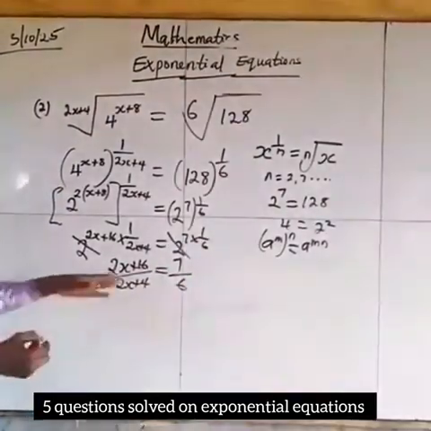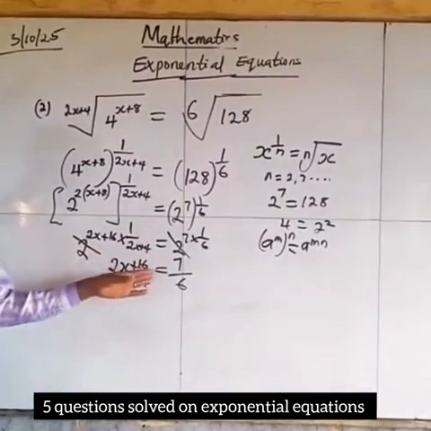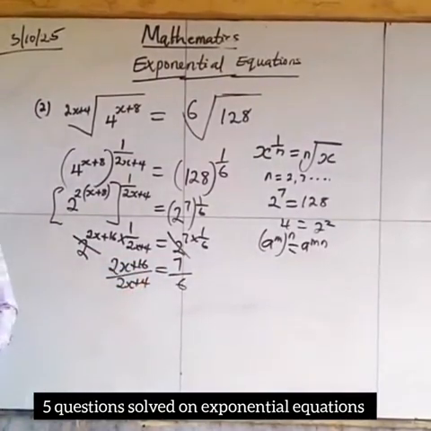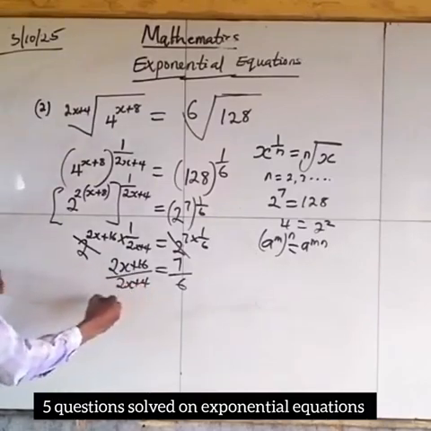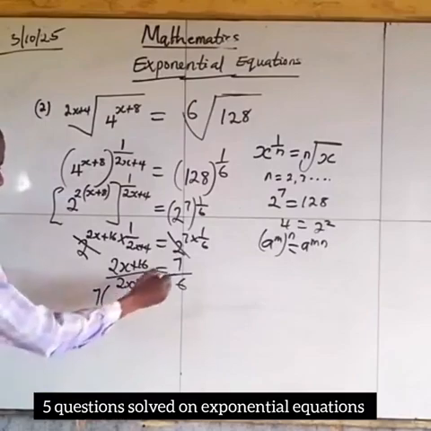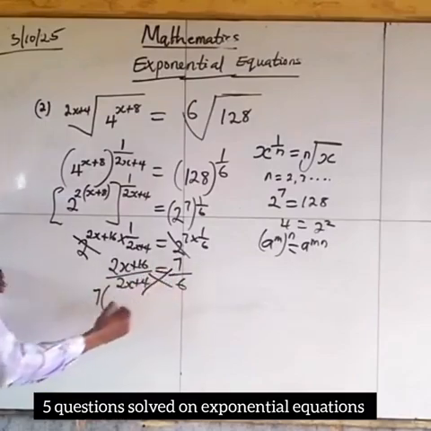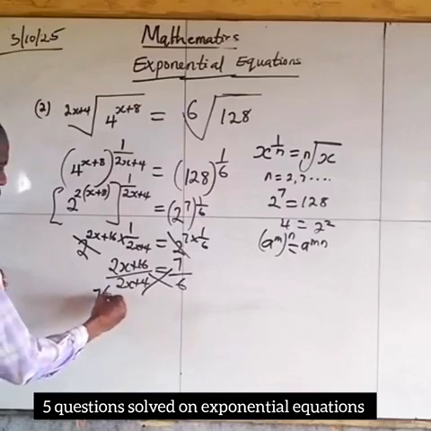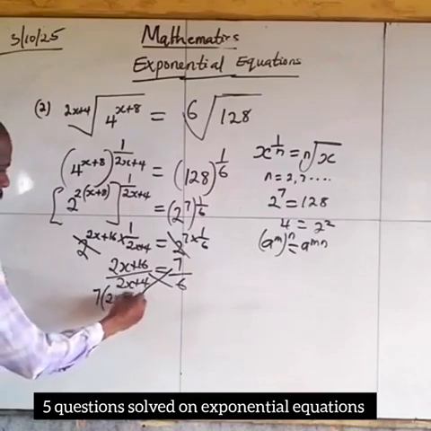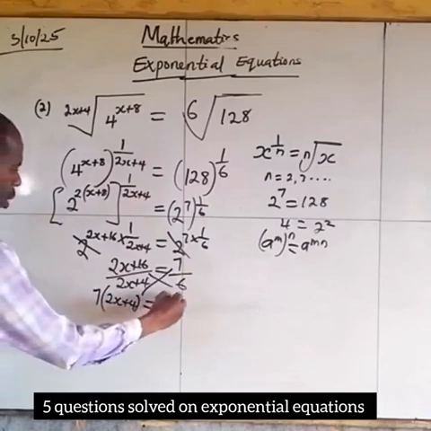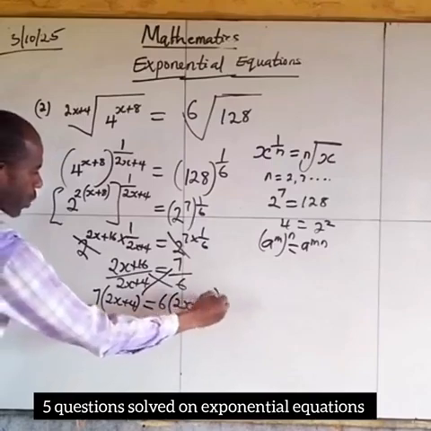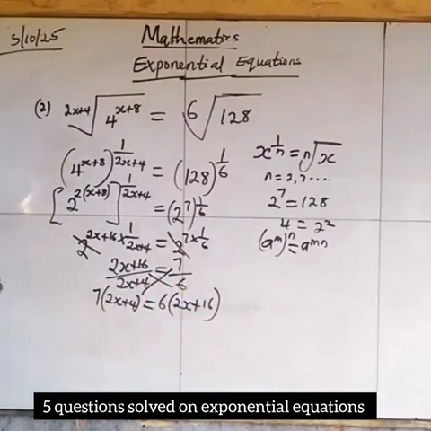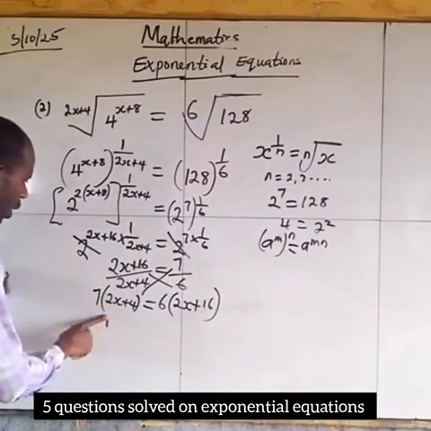Now let us cross multiply. We are going to cross multiply like this: 7 into 2x plus 4 equal to 6 into 2x plus 16. Now let us multiply. 7 times 2x gives you 28x.